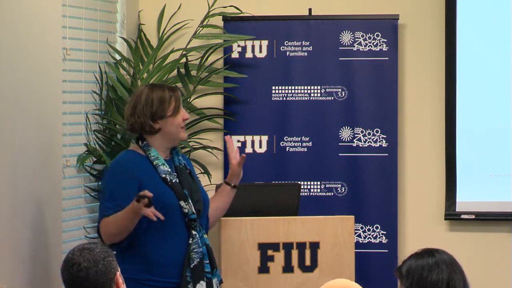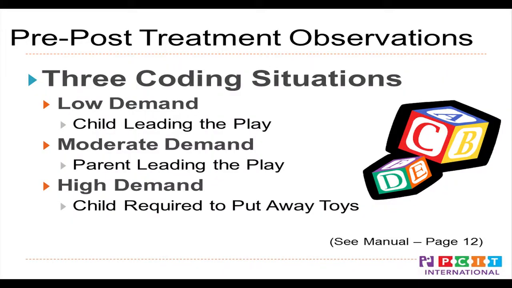Now, in the full-blown DPICS assessment that's done at pre-treatment and post-treatment, there are 3 coding situations. The first one is low demand, where you tell the parent to let the child lead the play and the parent is just to follow along with the child. They do that for 5 minutes while you relax. Maybe you're scoring your FB. Maybe you are filling out your forms, getting them ready for coding, just to let them warm up to the situation, let the child warm up, let the parent warm up to the fact that they have a therapist watching them while they're playing with their child. So in the low-demand situation, we give the parents and the child 5 minutes of warm-up time before we start coding.